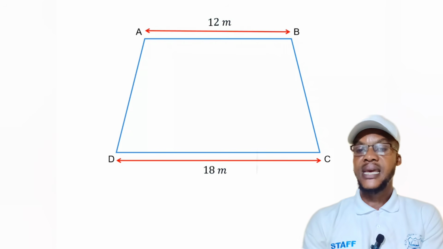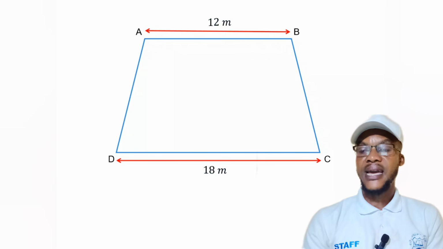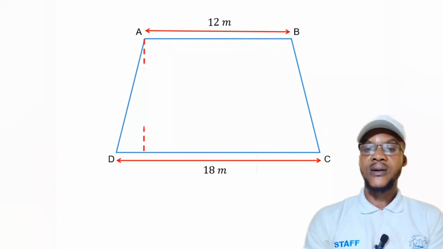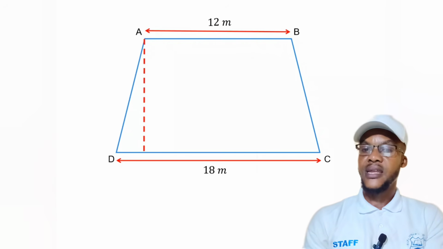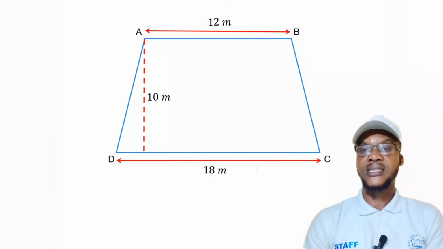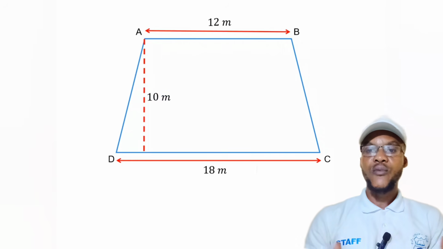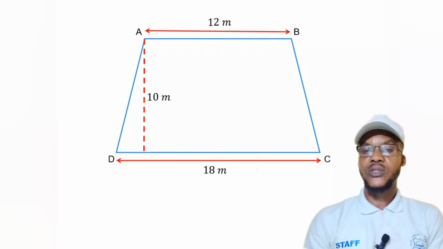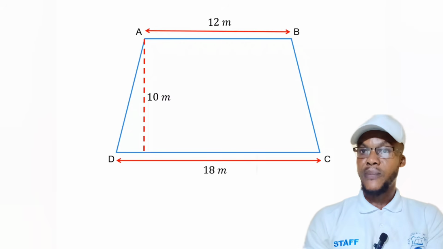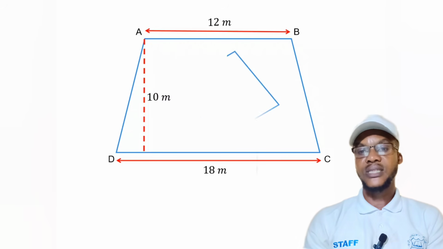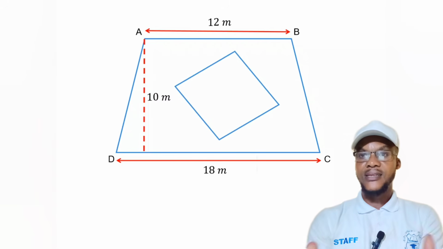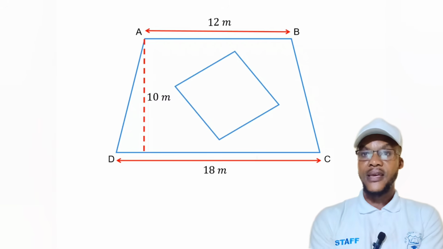Then we identify the lengths as 12 meters and 18 meters. Always the longest side takes the higher number. Now let's also identify our height. This is the height we have, and it was given in the question as 10 meters. In the question we are saying that in the center there was a flower bed in the form of a rhombus. So let's draw the rhombus in the middle like this. That is how it looks.